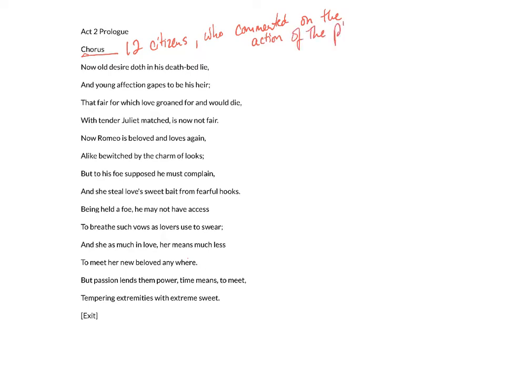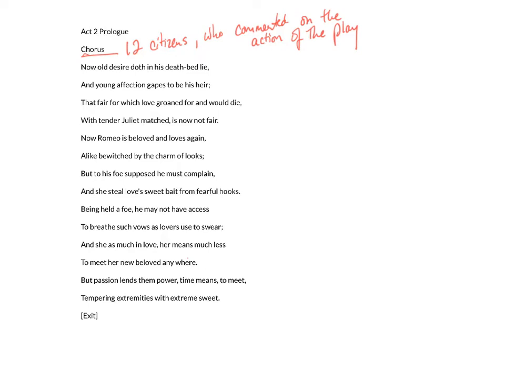So this prologue, which is spoken by the chorus, a group of people, is also a sonnet. It's 14 lines, has an A, B, C, D, E, F, G rhyme scheme, iambic pentameter. So I'm going to read it, and then I'm going to go back through and unpack it a little and annotate a few things. So the last thing that happened in Act 1, Romeo and Juliet met.